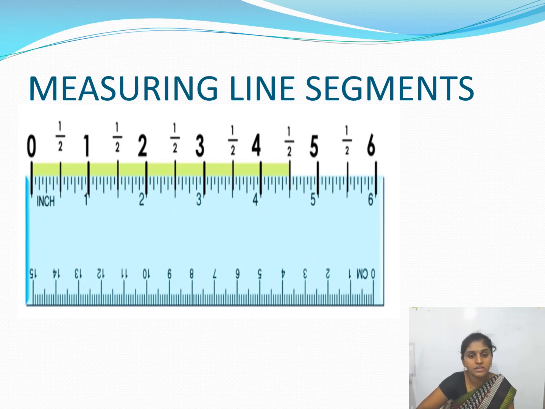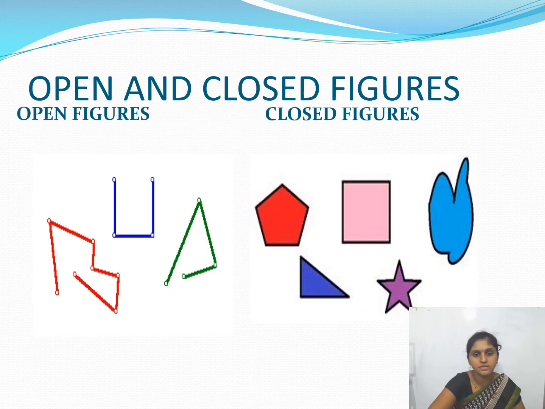If we have taken 0 to 2, it is 2 centimeter. Got the difference? Yes. So if you have taken 1 to 2, it is 1 centimeter. Or if you have taken 0 to 2, it is 2 centimeter. Have you got the difference? 0 to 2 and 1 to 2? Yes, very good. So move next. That is open and close figure.